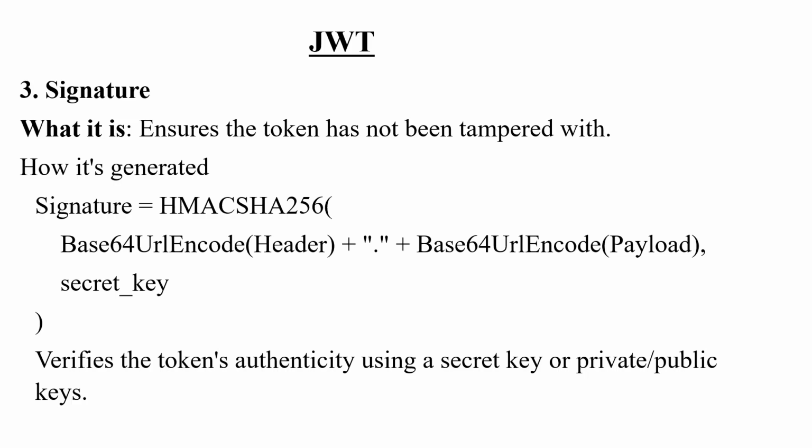In JWT authentication, the signature or the secret key is used to sign the token so that when the server receives it, it can verify that the token is legitimate and hasn't been altered. So this is how the signature is generated. You specify the algorithm. This one will be Base64 URL encoded. You pass the header, you pass the payload.